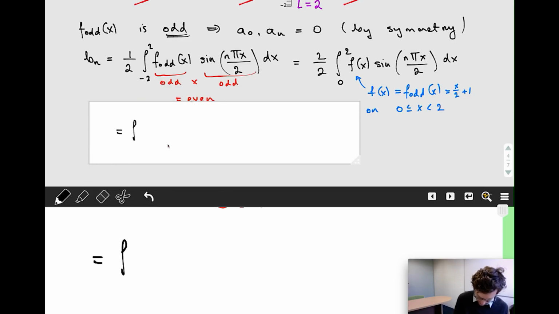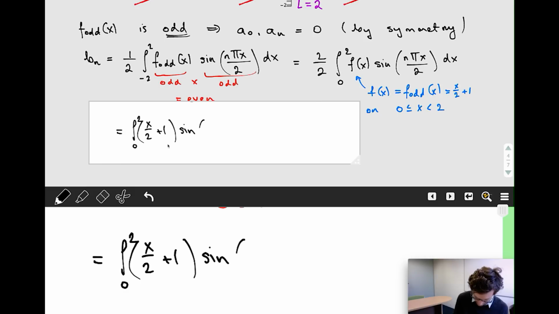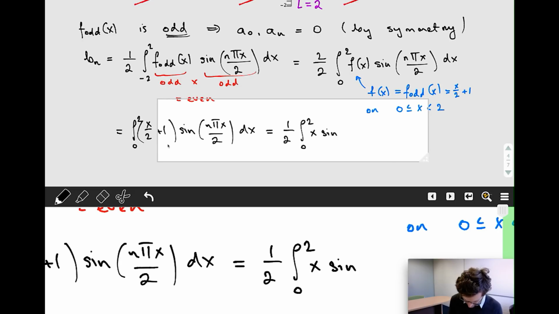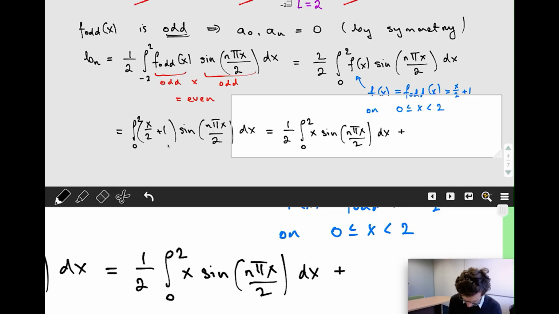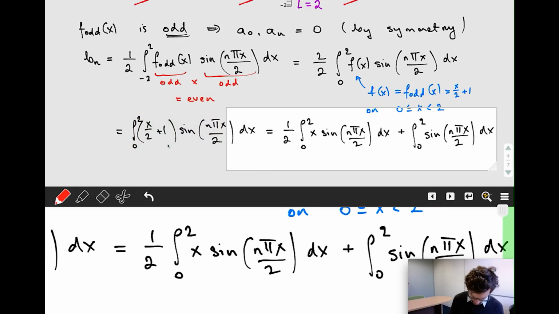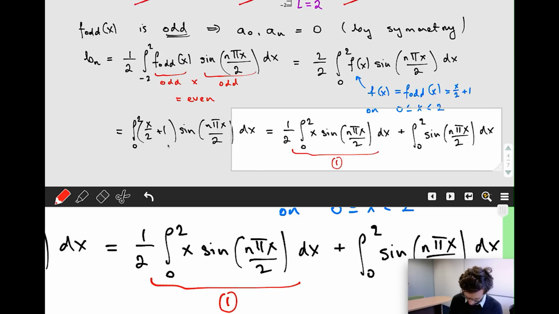So the 2's cancel, and I get the integral from 0 to 2 of x over 2 plus 1 times sine n pi x over 2. Let's split that up into 2 pieces. I can take out the factor of a half, x sine n pi x over 2, and I've got left over the integral from 0 to 2 of sine n pi x over 2 dx. I'll call the first integral 1, and the second one 2.